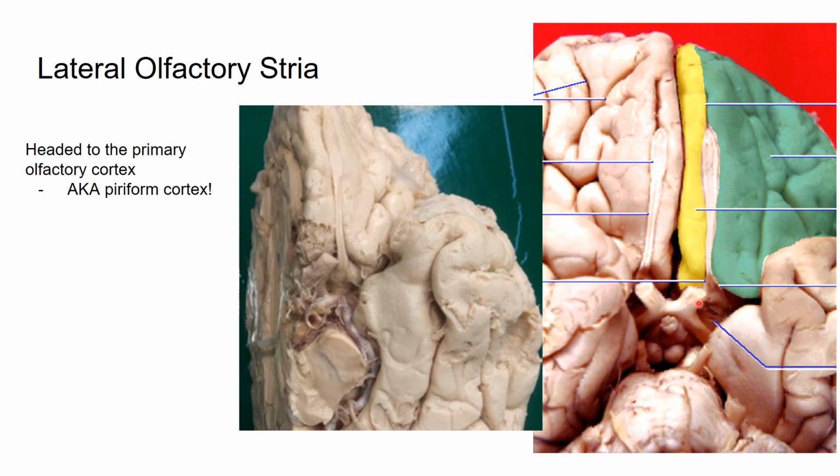And then here we can also see the same. Here's our medial olfactory stria out of sight beneath the chiasm, and then here's our lateral coming straight towards this piriform cortex. And here's our uncus, here's our entorhinal cortex, here's our intrarhinal sulcus.